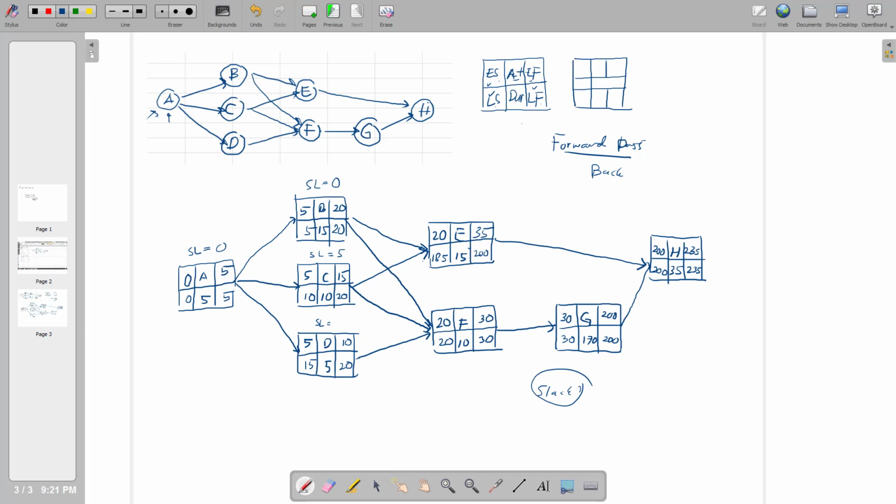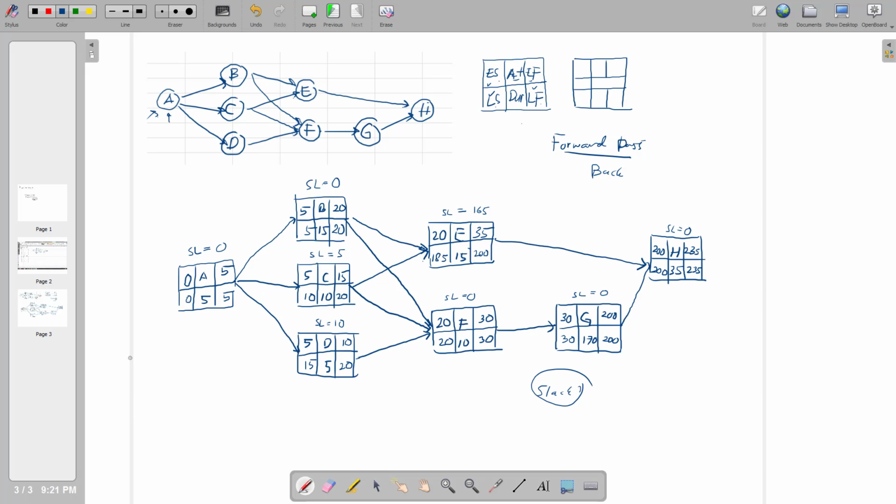For D, you have 15 and 5, you have 10. Okay, for E, you have 185 minus 21, 65. And for F, you have 0. And for G, you have 0. And for H, you have 0.